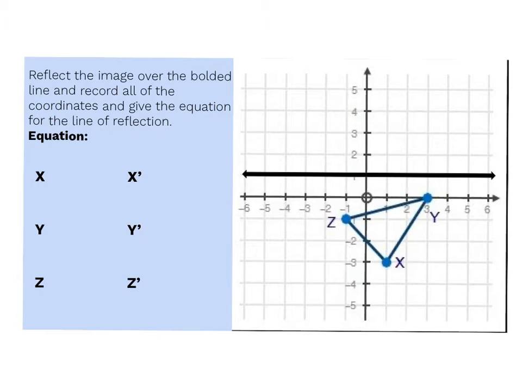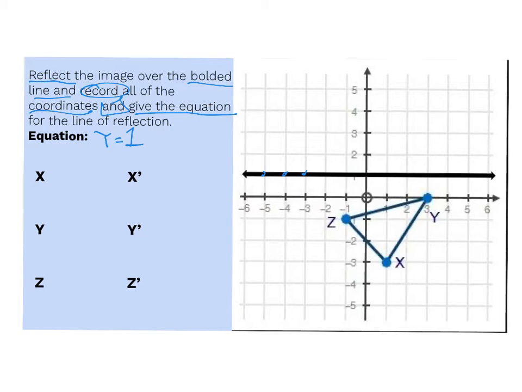Okay, so for your first practice problem, you need to reflect over the bolded line. You need to record coordinates and give the equation. So this is a horizontal line, so it's going to start with y equals. What are all of my y's? They're all at 1. So this is the line y equals 1.